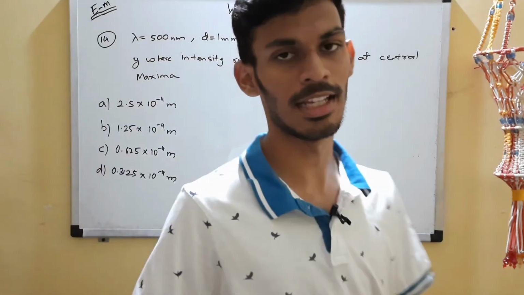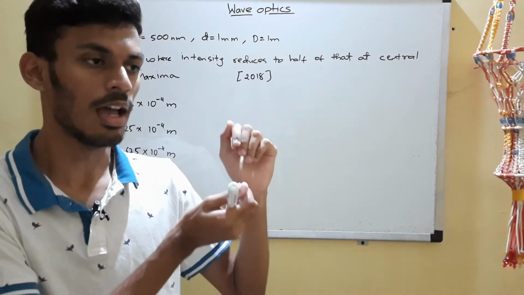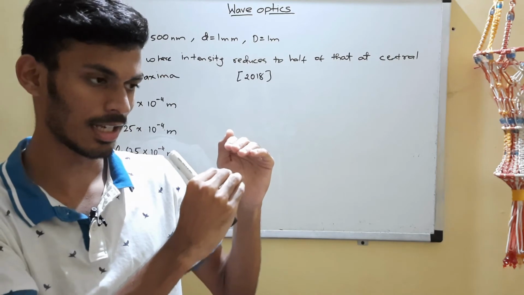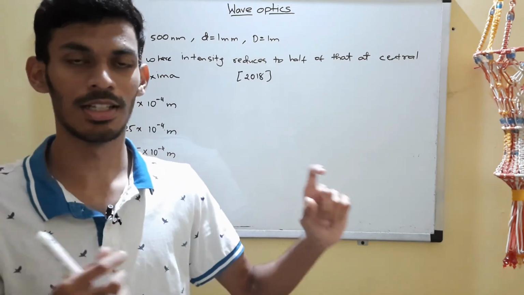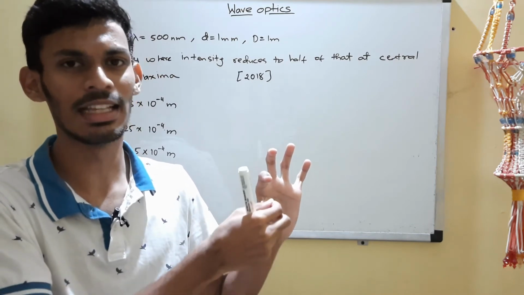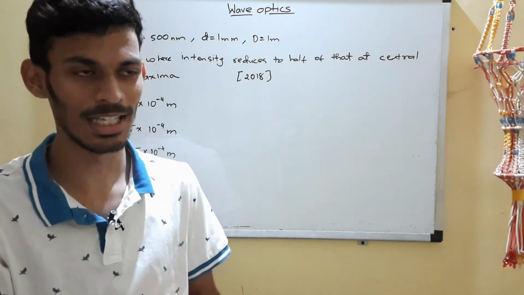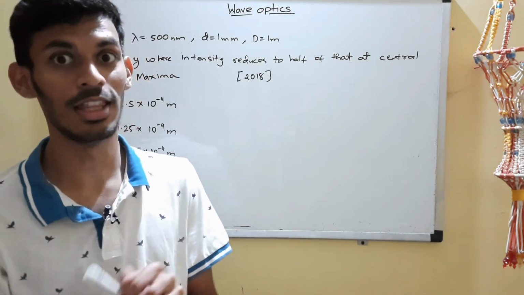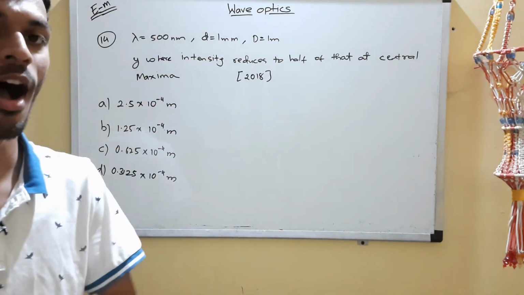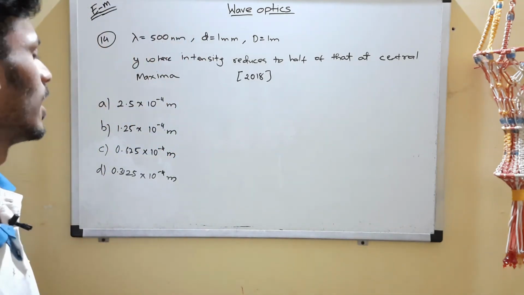In a YDSE experiment, the intensity goes on decreasing. At the central maxima it's maximum, and after that it goes on decreasing until you have the first dark fringe. Again, there it will slightly increase until you have the first bright fringe. So the intensity is varying with the position, and you are supposed to find a position where the intensity reduces to half of that at the central maxima.